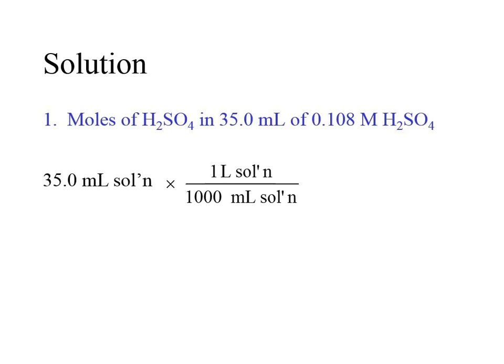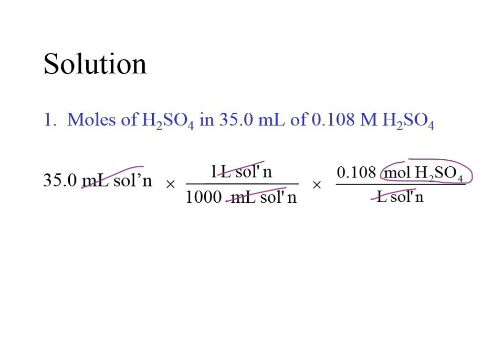So now my milliliters have canceled. Now I have liters. So now I can bring down the molarity. And that should give me moles of H₂SO4. So milliliters have canceled. Okay, liters have canceled. Okay, and I have units of moles of H₂SO4, which is what I was trying to get from volume and molarity. Rounded to 3 significant figures, we're ready to go on to the next step. We have the moles of H₂SO4, 0.00378 moles of H₂SO4.